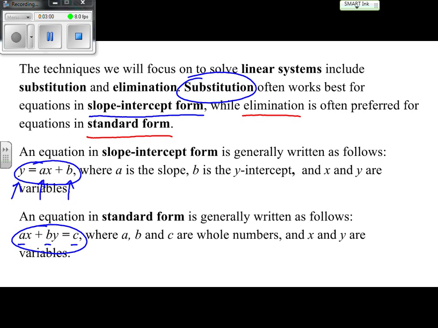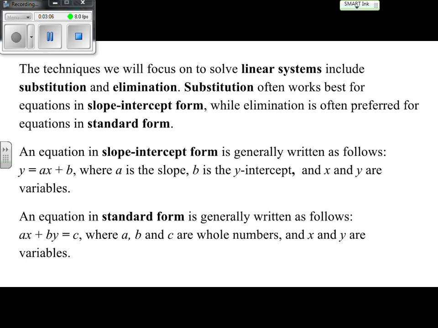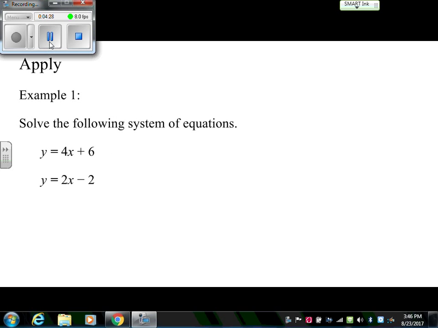All right, so on the next couple slides, we'll actually look at solving using these techniques, and we'll talk about which one might be best in various situations. Now, we can use either of our techniques to solve these, but a very common technique for when we have equations in slope-intercept form is to use substitution.